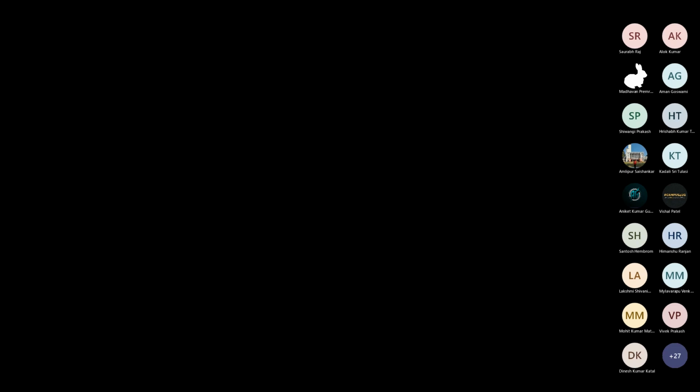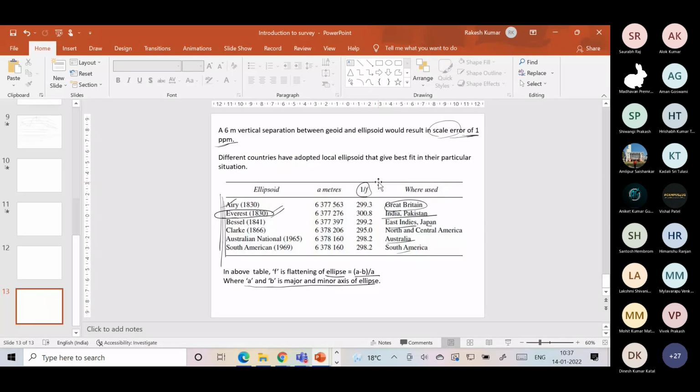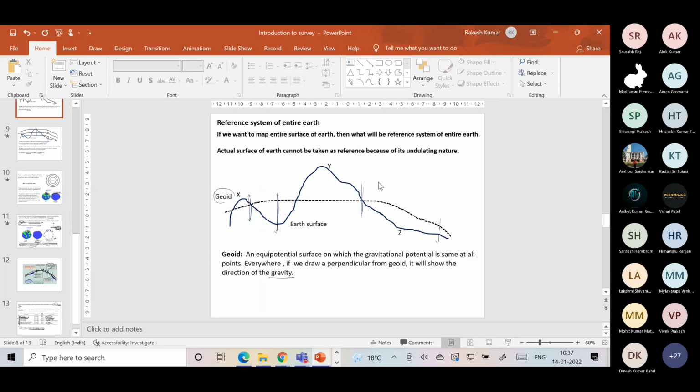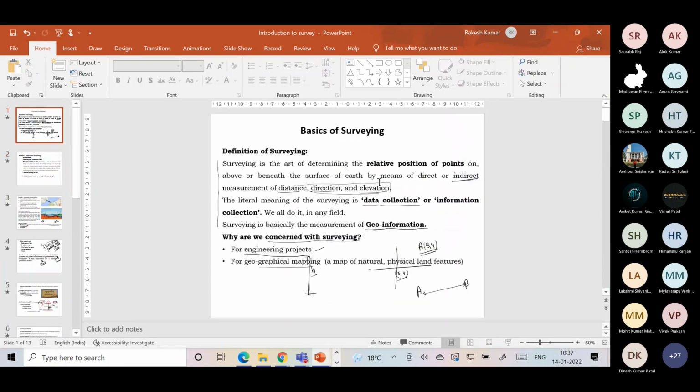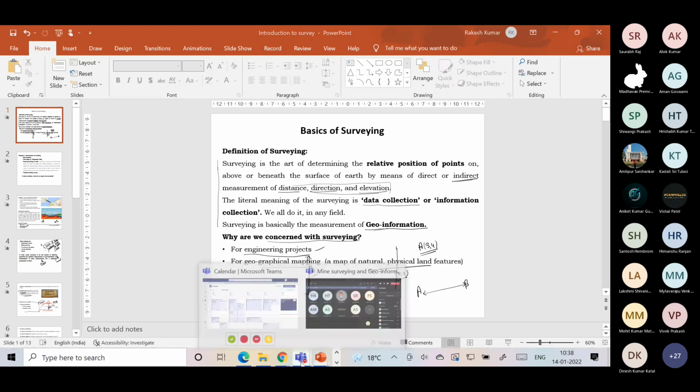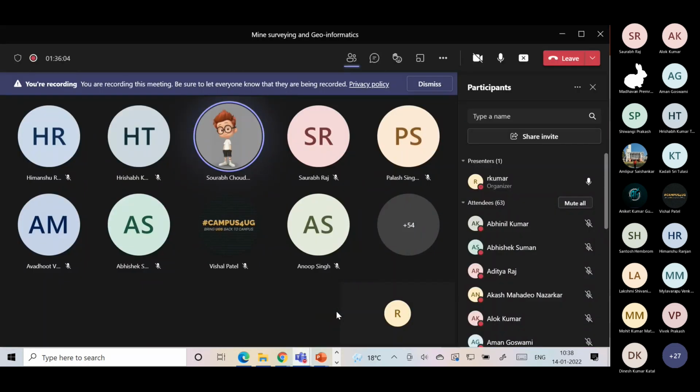So this is all about some basics. So what did you learn today from these slides? Can you tell me? Have you learned something? So we learned the definition of surveying and then different types of surveying, some examples, and the reference point for the entire Earth, how it is defined and what will be the error in that.